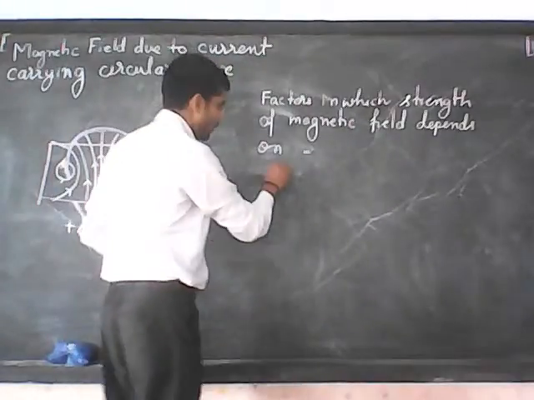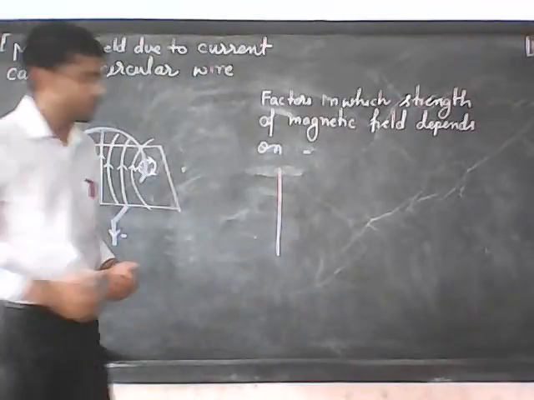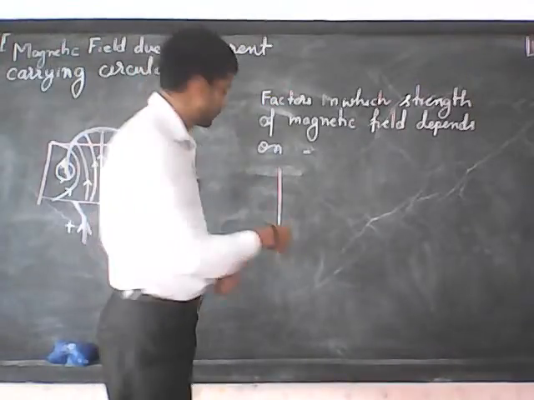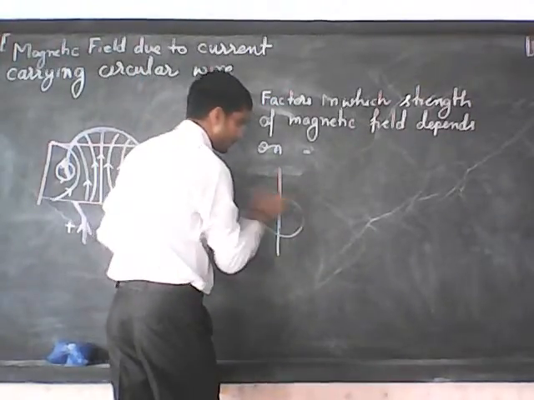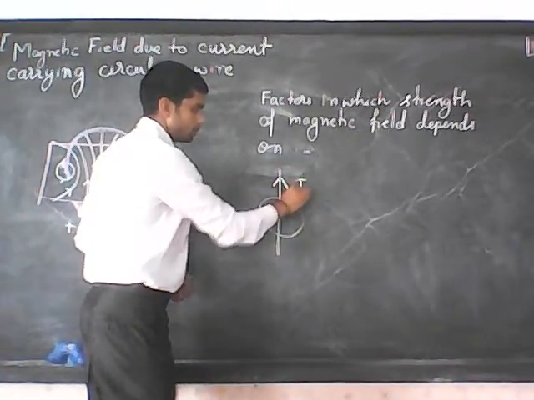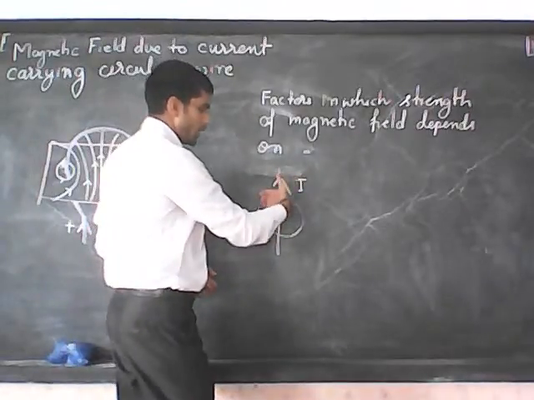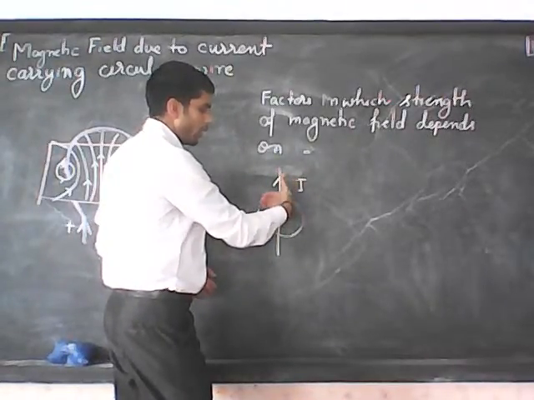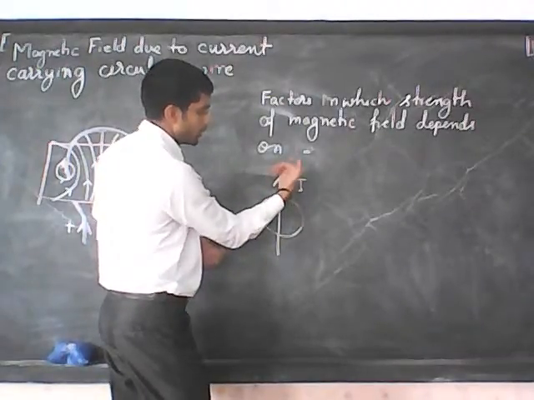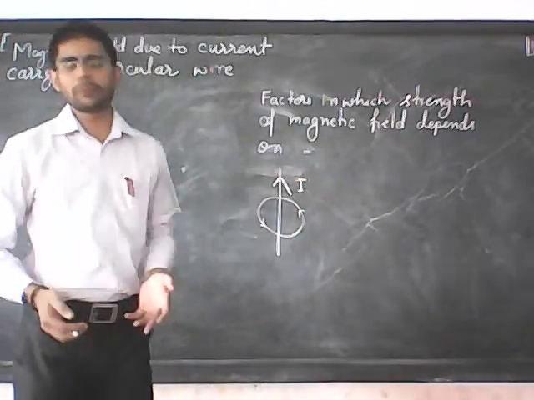If we have the wire, then the direction of magnetic field we can find out by the right hand thumb rule. If current is moving in upward direction, then what will be the direction of magnetic field? The direction of magnetic field will be along the direction of the curved fingers. So here you can see my curved fingers are in anti-clockwise direction. So this thing we already observed.